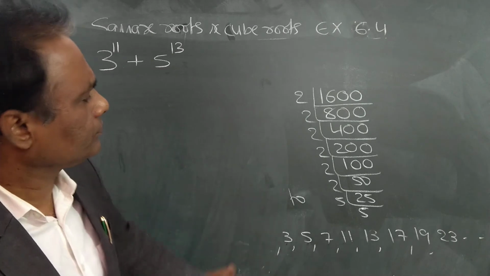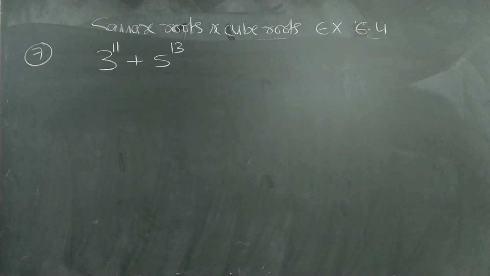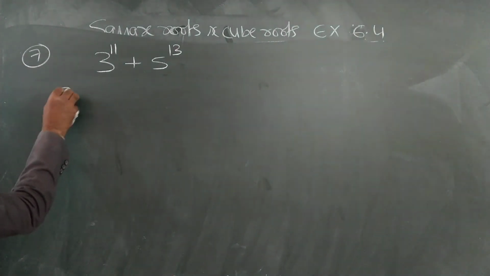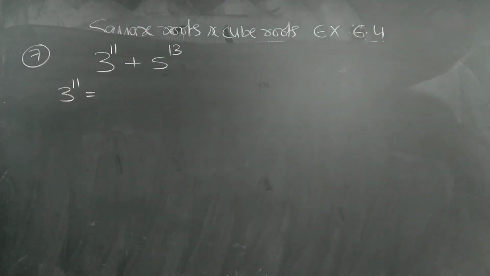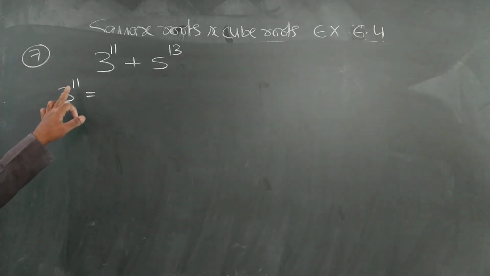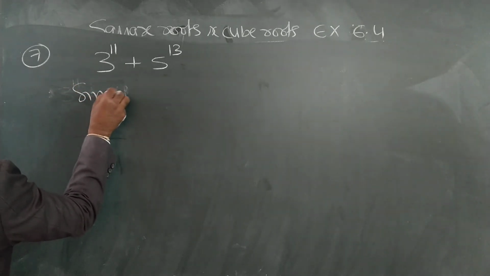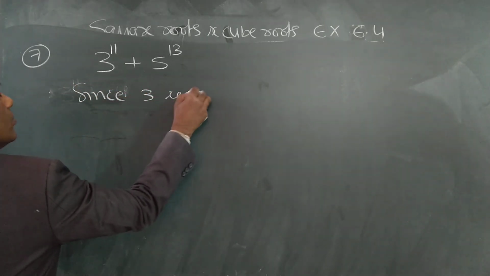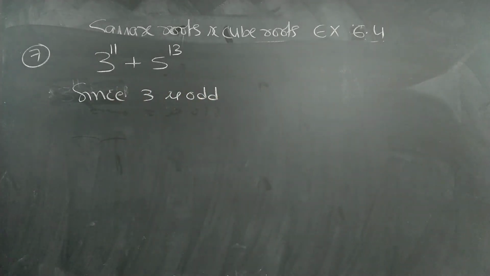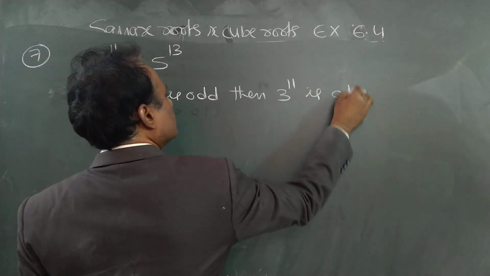Say, students, 3 power 11. 3 how many times? 3 into 3 into 3, any number of times, because the base is a prime number, the base is an odd number. 3 power 11 is odd. Of course, it is also prime, but now we are discussing odd and even. 3 is odd, then 3 power anything is also odd.